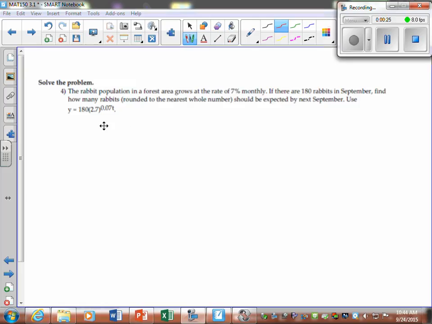This is an exponential function, and t represents our time. We're going to put this in months. So since it's one entire year, we're going to let our months equal to what? 12. Good. So let's fill this equation in and see what we get.